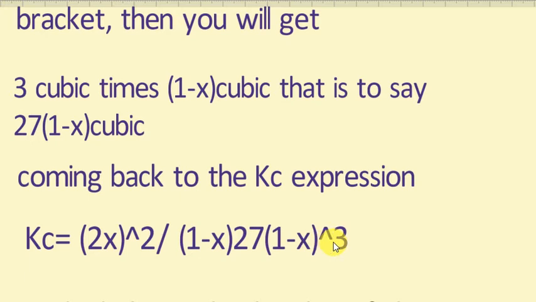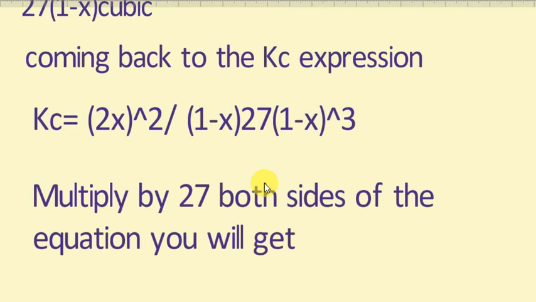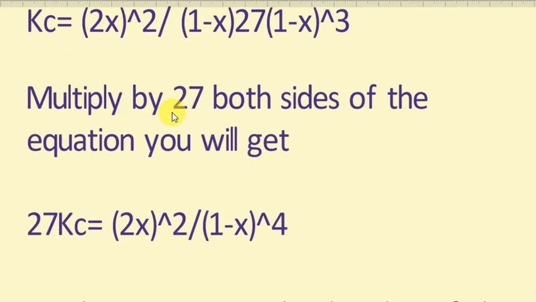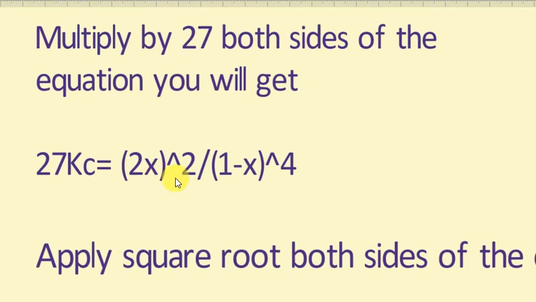1 minus x cubed, 1 minus x, 1 minus x cubed. If we combine them, we get 1 minus x to the power 4. So when we multiply both sides by 27, and combine this and this, multiplying by 27 on both sides will lead to having 27 Kc on the left hand side of our equation. So 27 Kc is equal to 2x squared divided by 1 minus x power 4.